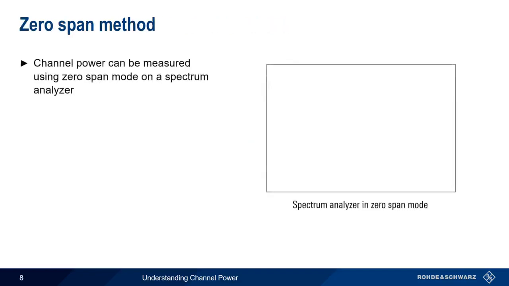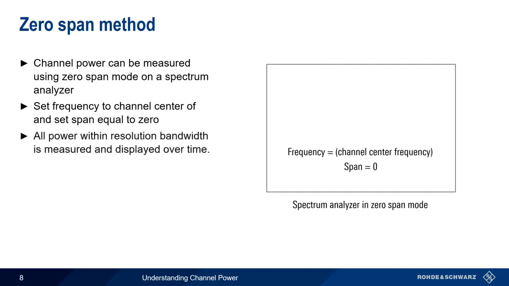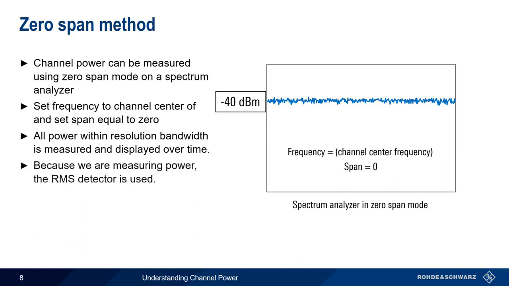Another way we can measure channel power is using the so-called zero-span mode of a spectrum analyzer. In this case, instead of sweeping across a span or range of frequencies, the analyzer is basically parked on the center frequency of the channel with span set to 0. The analyzer measures the power within the resolution bandwidth, and channel power appears as a line on the display. Power can be read off manually or using a marker. Remember that in zero span, we need to use the RMS detector because we're measuring power.